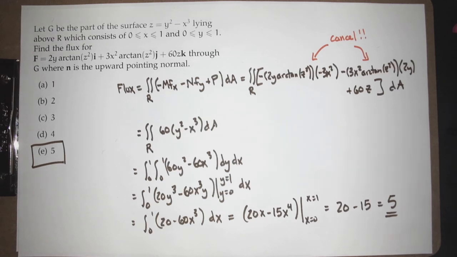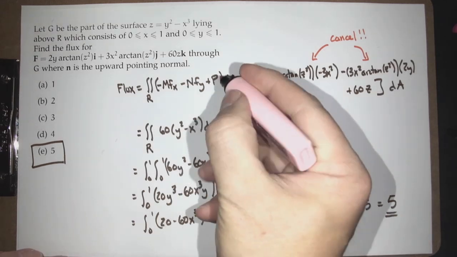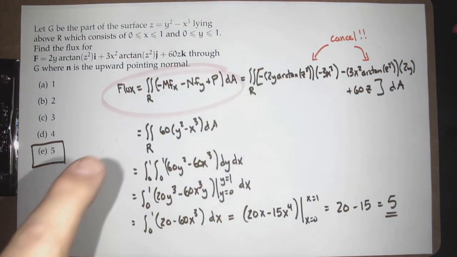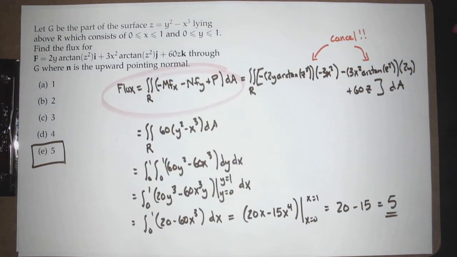Just make sure you know the formula. One last comment. This is for upward pointing normals. If you ever see something that says downward pointing normals, what do you do? Change the sign. It's an orientation change, put a minus in. That's all you need to do.